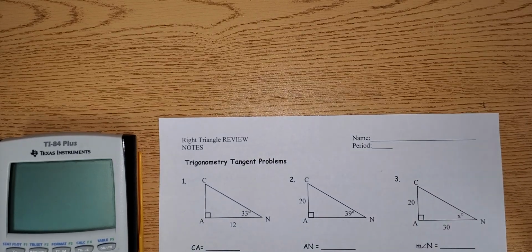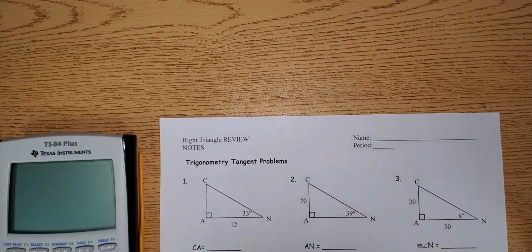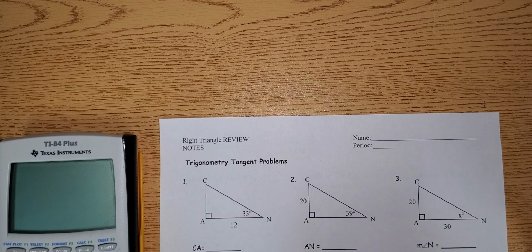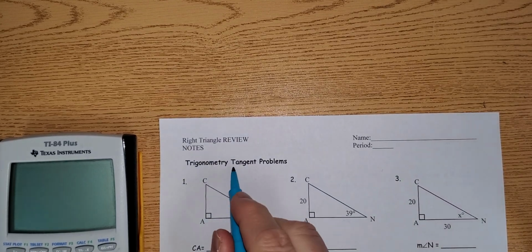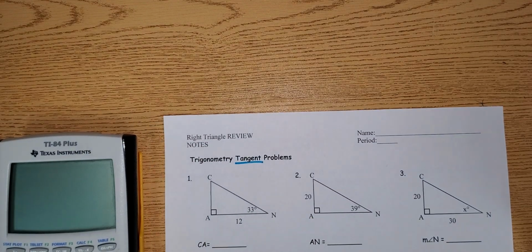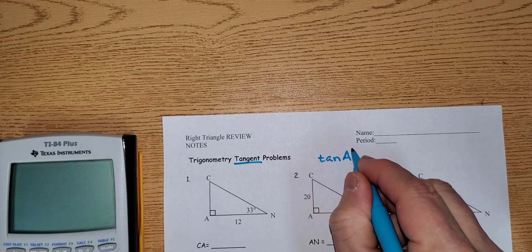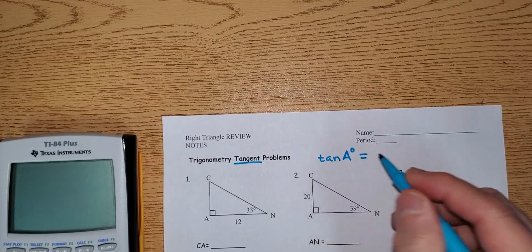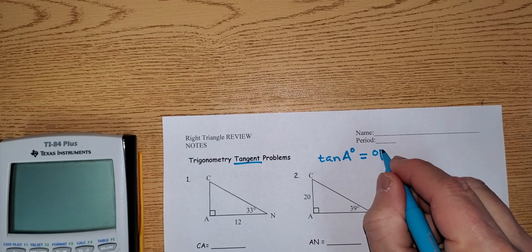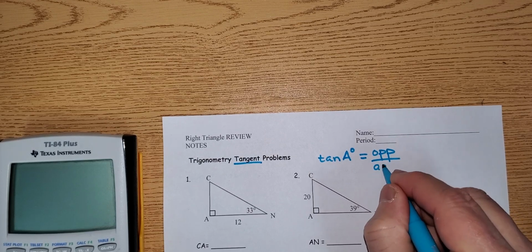Okay, this is a review for the right triangles test, and sine and cosine are not going to be on there, so only tangent's going to be on there. So I want to review right triangles real quick. Okay, tangent of the angle, I'll just use A to represent the angle, is opposite over adjacent, right?